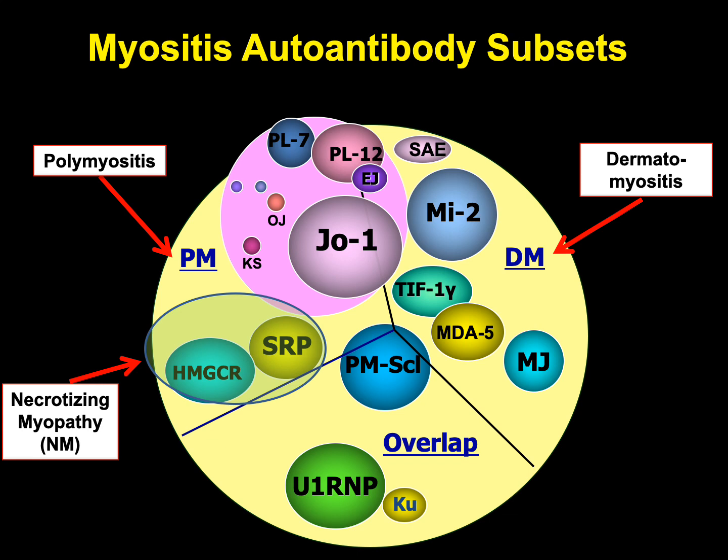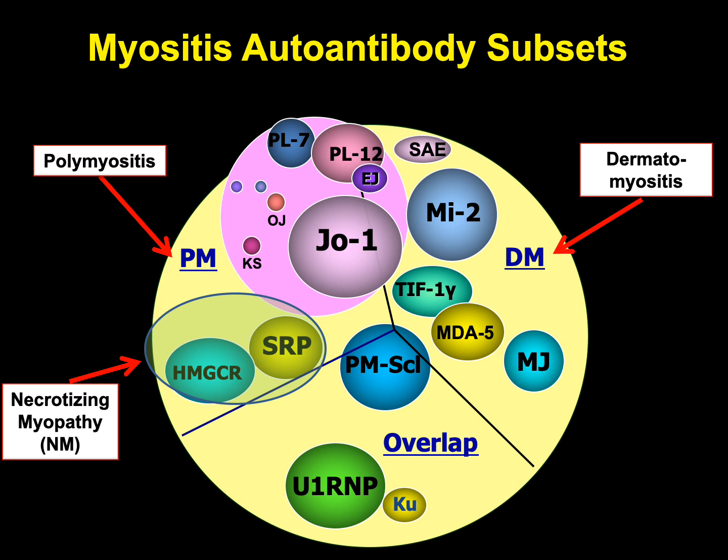On this slide, I have shown myositis autoantibody subsets. Basically, this diagram is a little confusing, so I want to walk you through it. Essentially, the bigger circle is divided into three main components. One is polymyositis, the other one is dermatomyositis, and the third component is overlap myositis. Within polymyositis or PM, it's also subdivided under necrotizing myopathy.